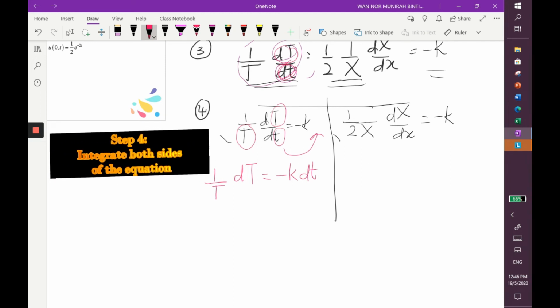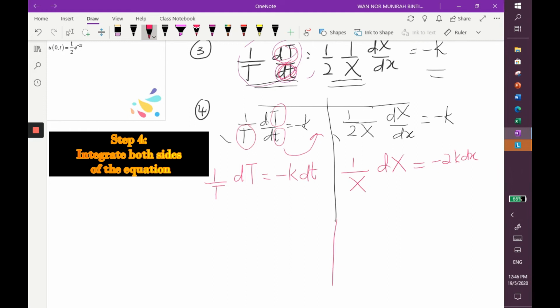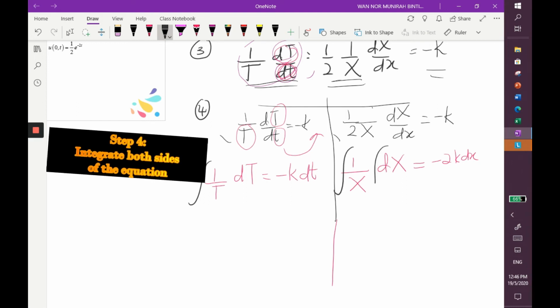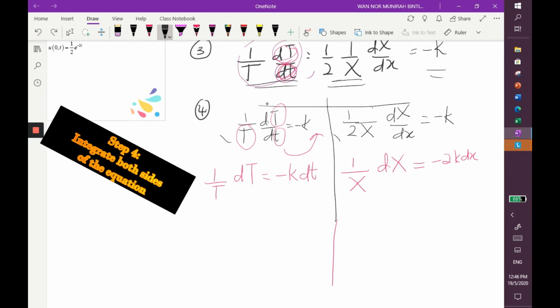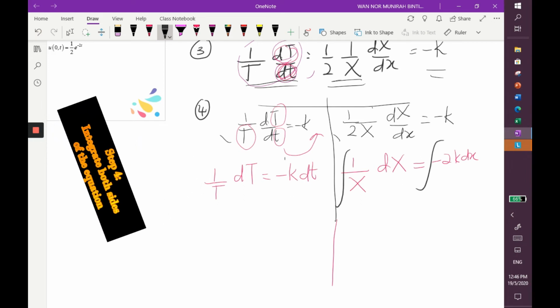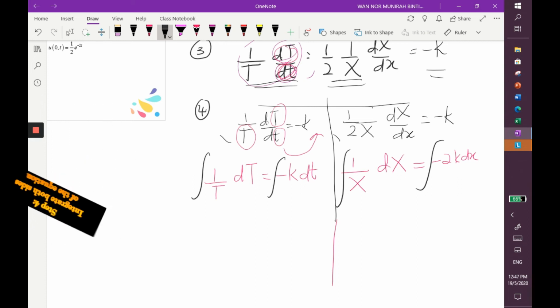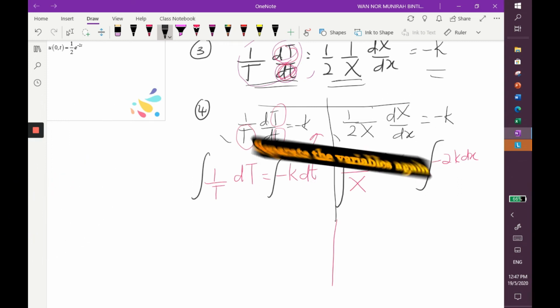So this one is the same thing. I want to have 1 over capital X only. So d capital X equals to negative 2k dx. Okay, so this is just a first order. So we need to integrate both sides of the equation. Integrate both sides of the equation, this one and this one. Alright. So solve for my left hand side first.